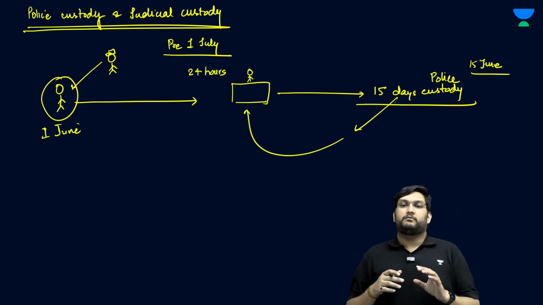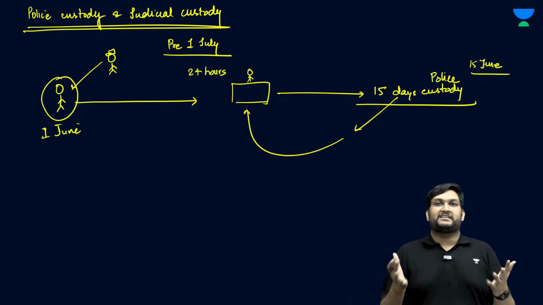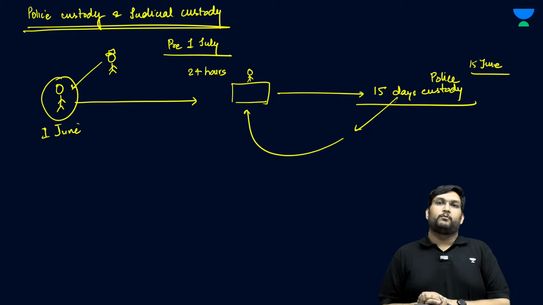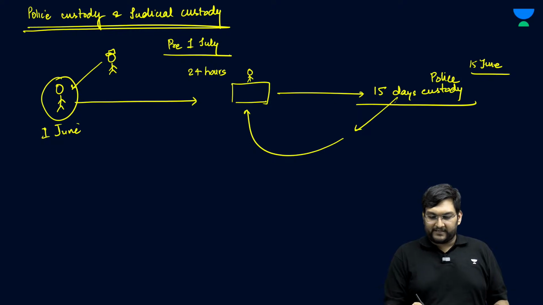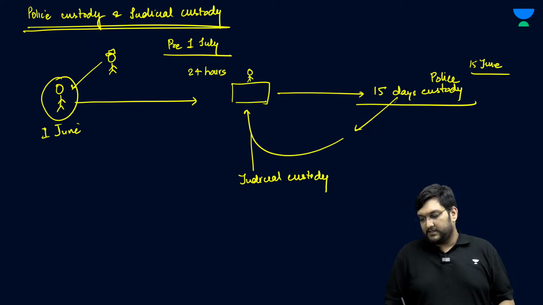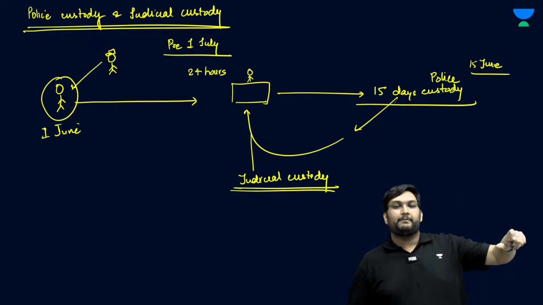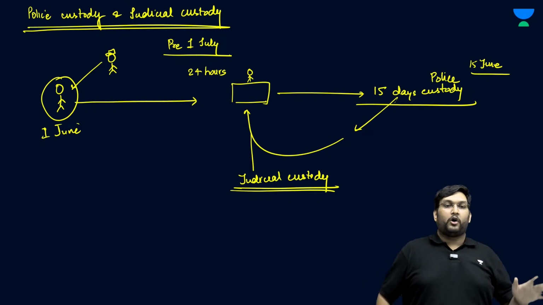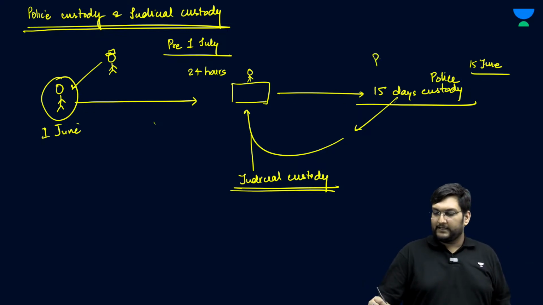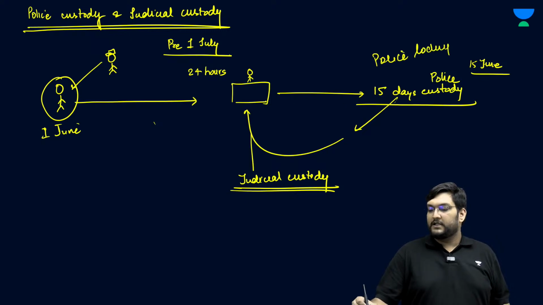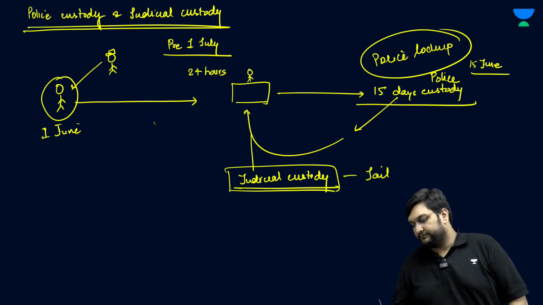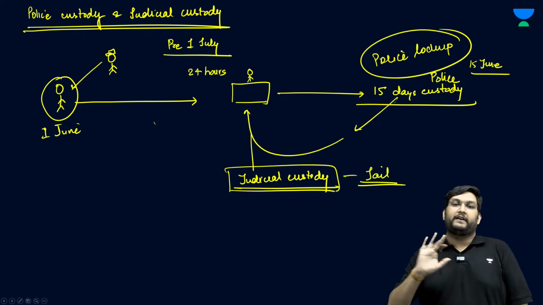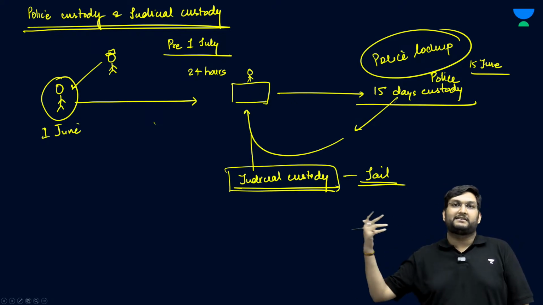If the magistrate says the investigation is done, you now go for charge sheeting and move it to court, then my police custody would be over and I would be sent to the next, which is called judicial custody. Whilst the trial happens and I don't get bail, I am not in the police lockup. Here, I am under the police lockup, which is the lockup in the police station. I will go to judicial custody, which is in jail. If I get bail, I will come out. If I don't get bail, I will remain within the jail whilst the trial is going on.